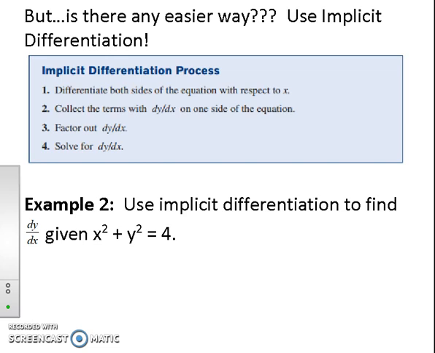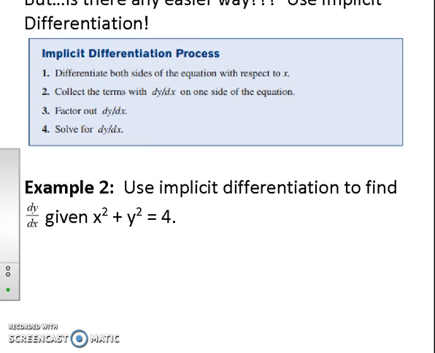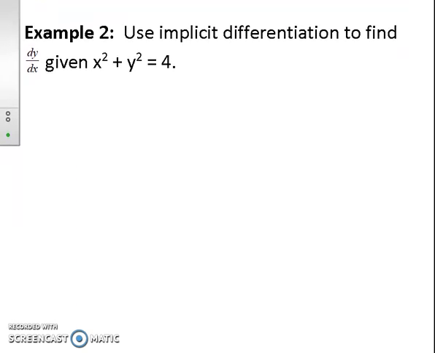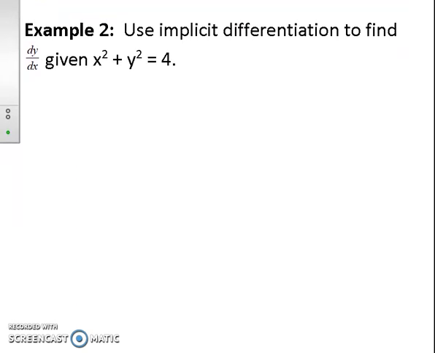Then you'll collect the like terms that have dy/dx's in them on one side of the equation, factor the dy/dx out of those terms, and then solve for dy/dx. It really is a relatively simplistic process. So we are going to go back and look at the exact same problem again, but not solve for y to begin with.